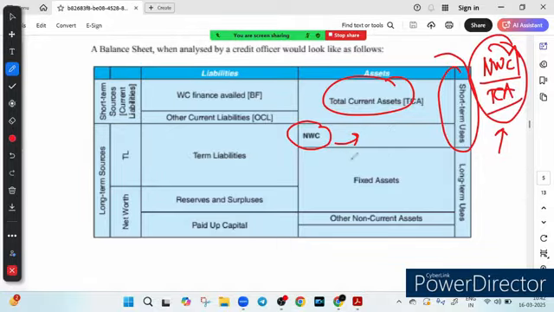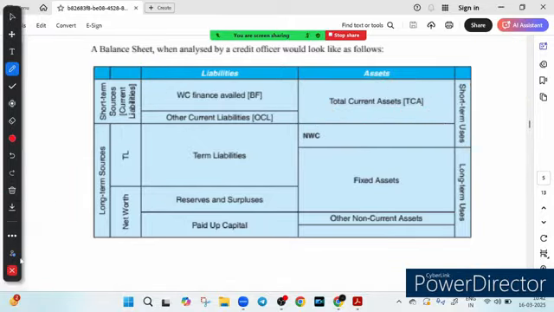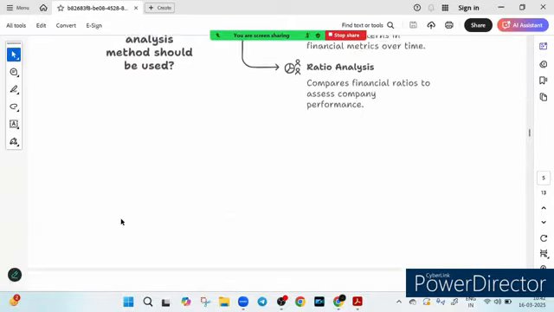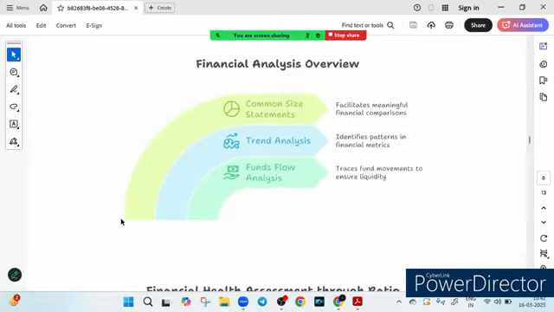Right. You just remember this diagram: TCA, current asset, NWC upon TCA. Net working capital upon total current asset. This is how we calculate the NWC ratio. This is called a solvency ratio. The second kind of ratio is the liquidity ratio.